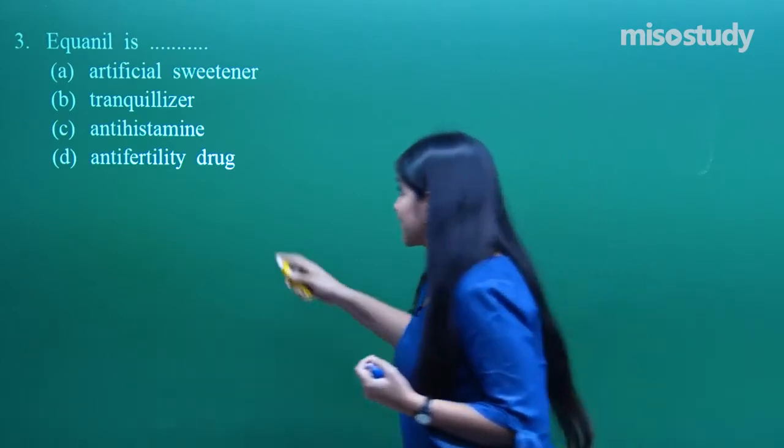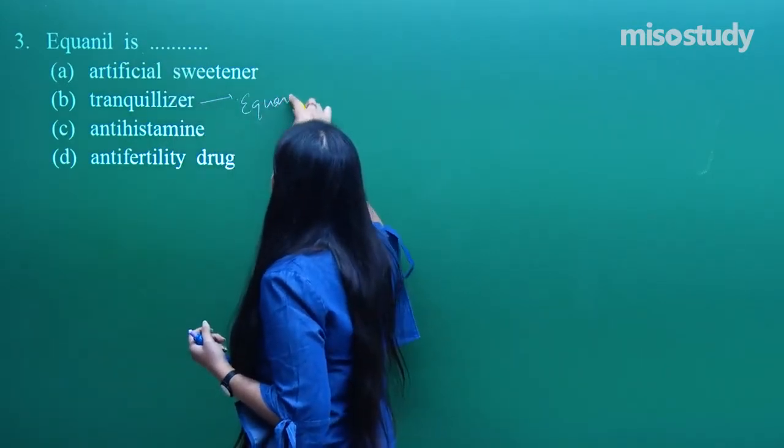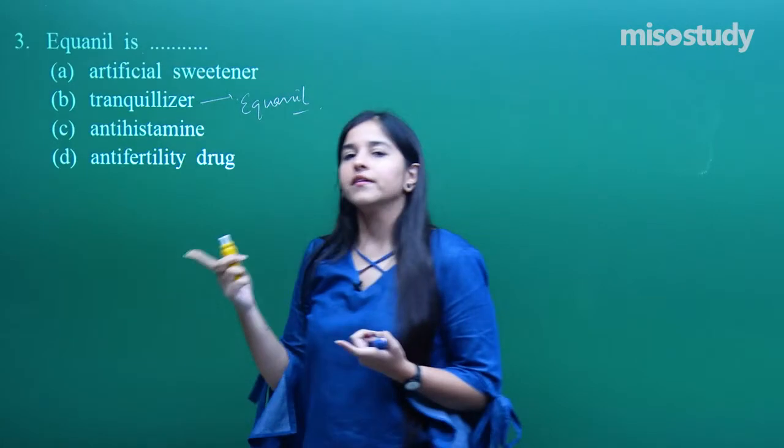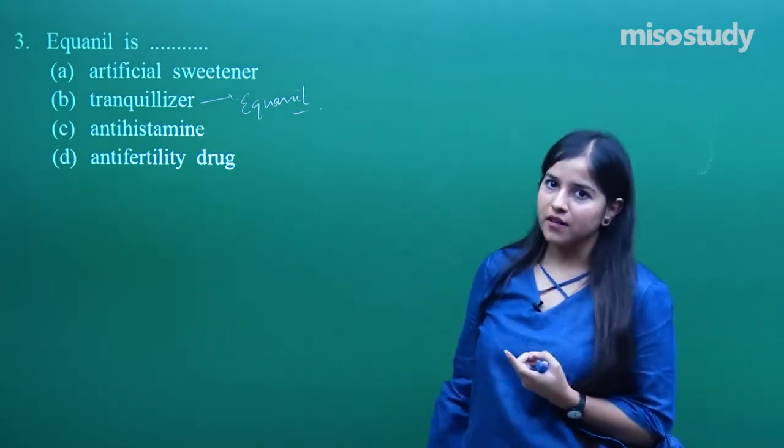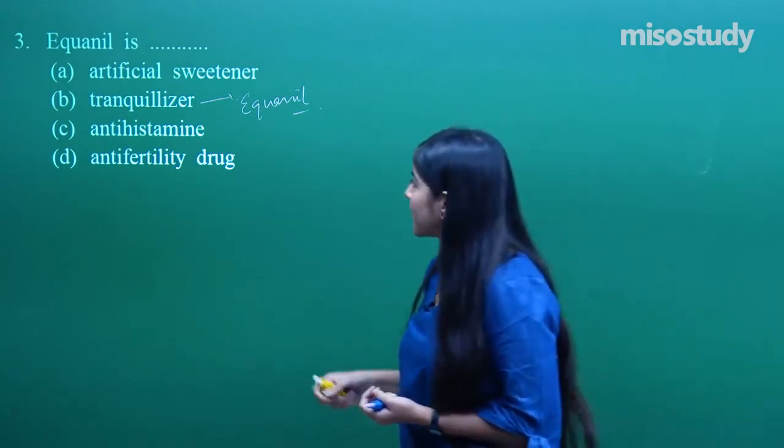Tranquilizers, yes, it is a neurologically active drug, and Equanil is the tranquilizer. I have got my answer. Why? Because I knew the name of the drug, right? I was thorough with the chapter. So you must also be, right?